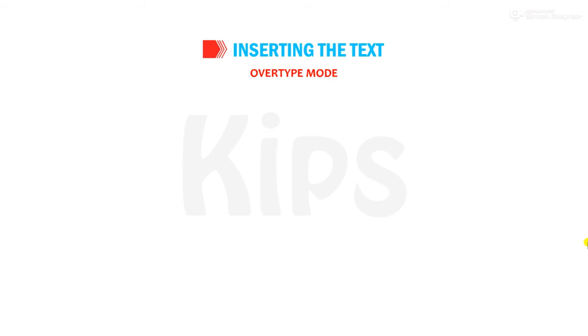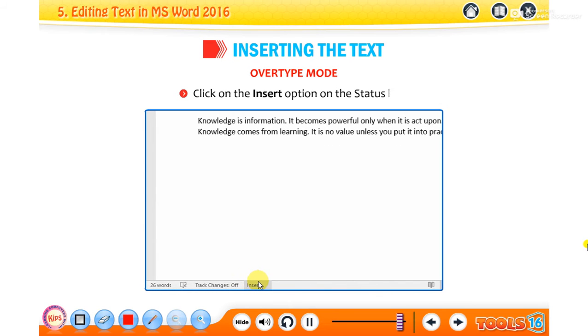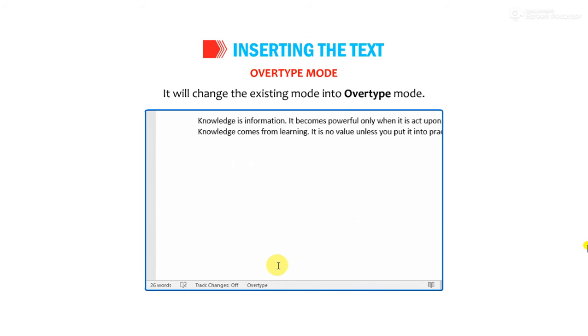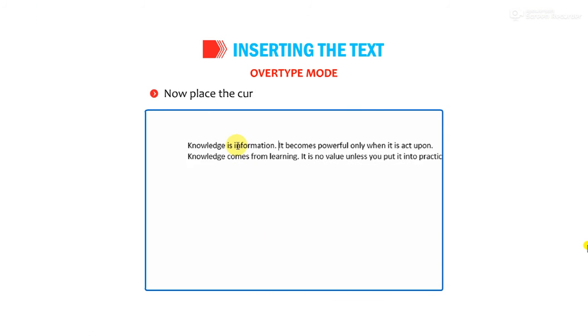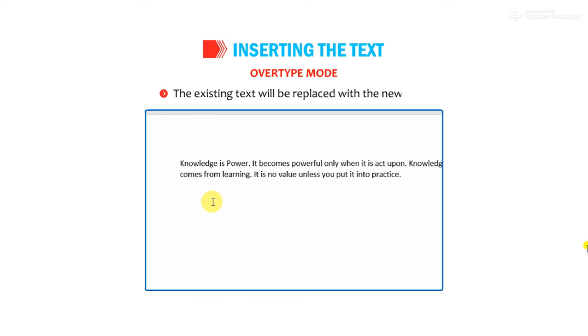Now let's talk about Overtype mode. You can replace the existing text by typing the new text on it. To enable the Overtype mode, click on the Insert option on the status bar. It will change the existing mode into Overtype mode. Now place the cursor before the letter and start typing. The existing text will be replaced with the new one.